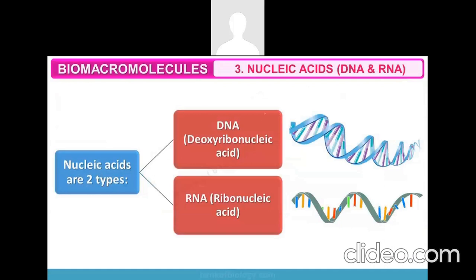The nucleic acids are basically of two types. One is DNA, deoxyribonucleic acid, and the other is RNA, that is ribonucleic acid. And as you can find, the deoxyribonucleic acid is a double-stranded helical structure, whereas the ribonucleic acid is just a single-stranded structure.